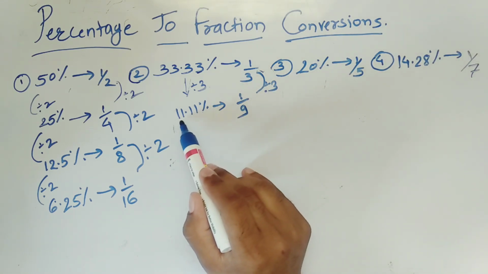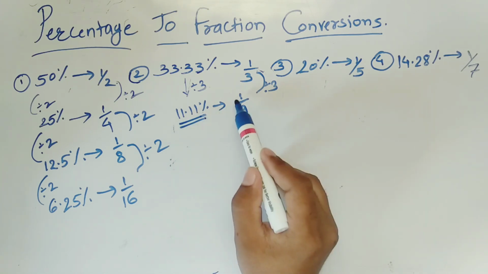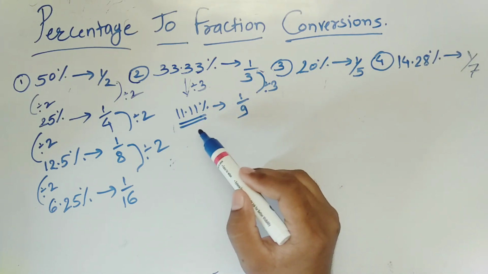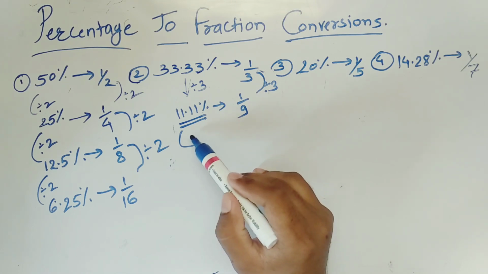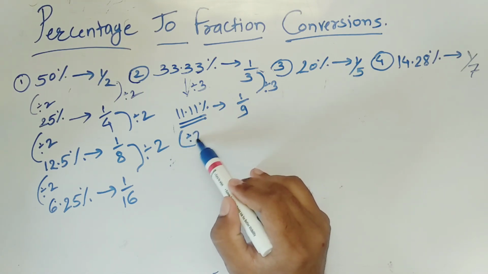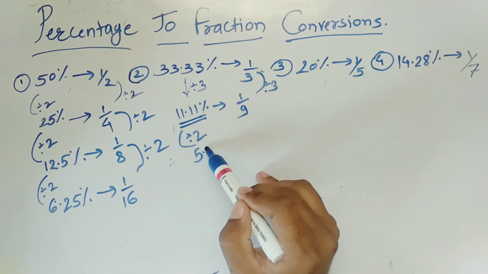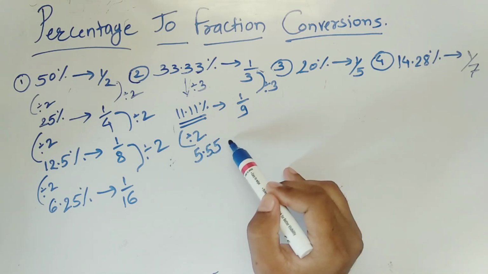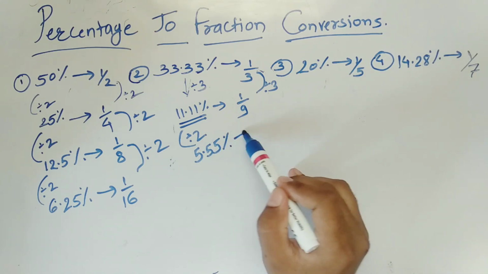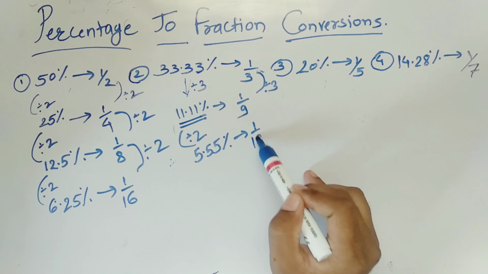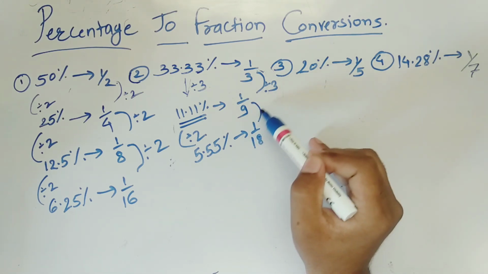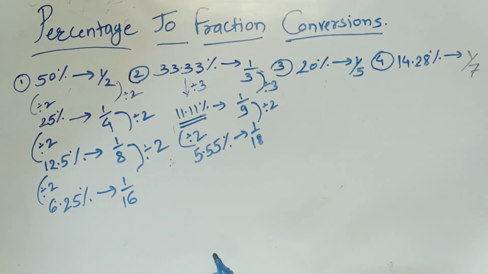So the fraction value of 11.11% is 1 by 9. Now if this value is further divided by 2, we get 5.55%, which is the fraction value of 1 by 18, as 1 by 9 should also be divided by 2.